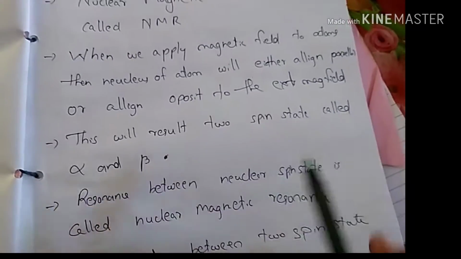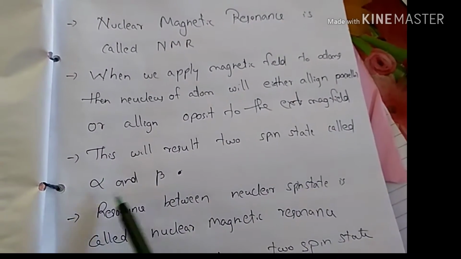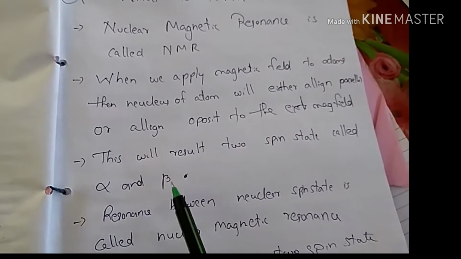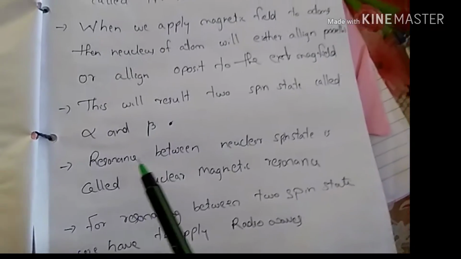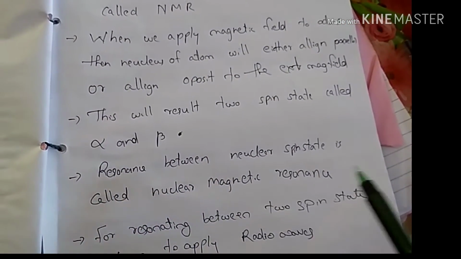So what is the point telling? This will result in spin states called alpha and beta. Alpha has a lower energy spin and beta has a higher energy spin. Resonance between the nuclear spin states is called nuclear magnetic resonance.